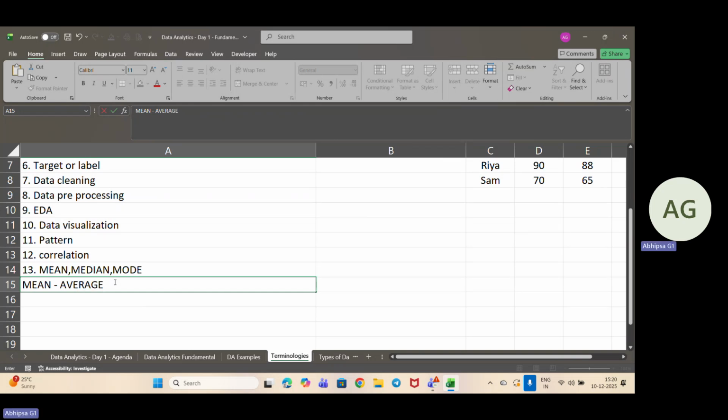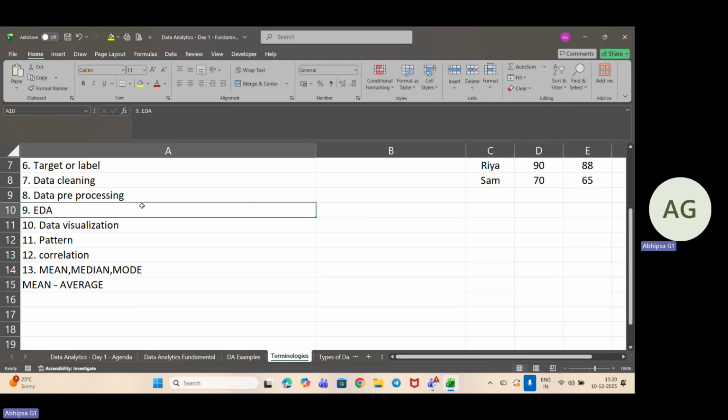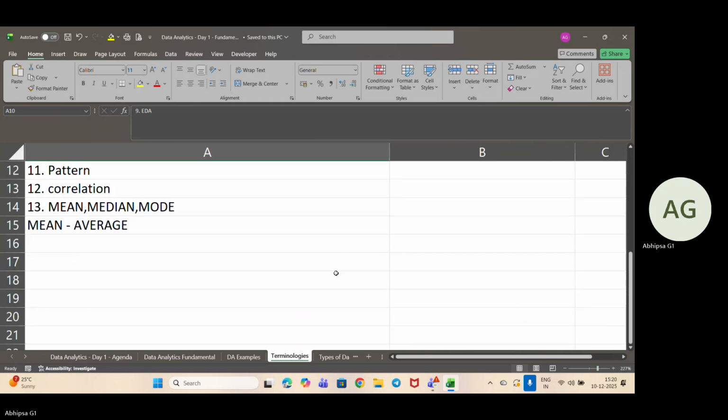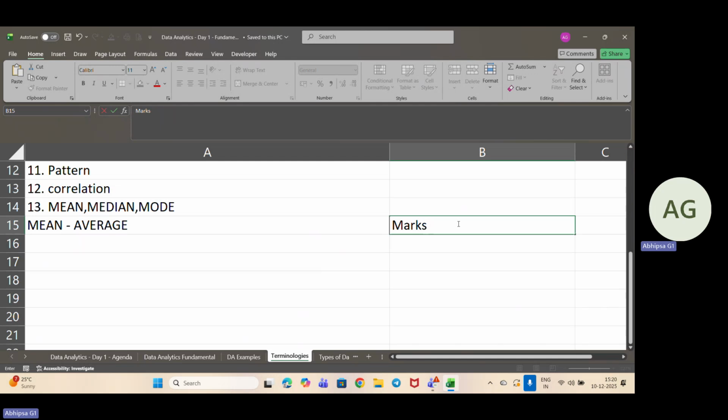Okay, so hopefully the screen is visible. Let me just zoom it in a bit for you to understand it better. Yes. So mean is actually the average. Okay, let's take an example for easy understanding of it. Let's suppose the marks of a student in the subject are 80, 90 and 100, right?